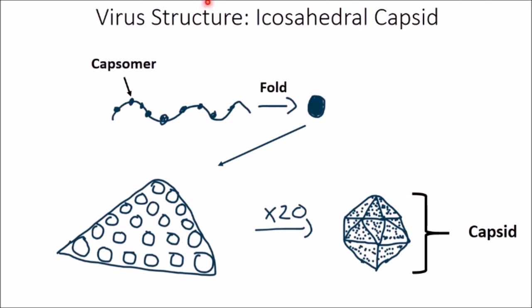So a 20-face shape. And this protein capsid is what's housing the genetic material of the virus, be it DNA, RNA, etc. Doesn't really matter. This protein capsid is what's protecting and housing that genetic material.